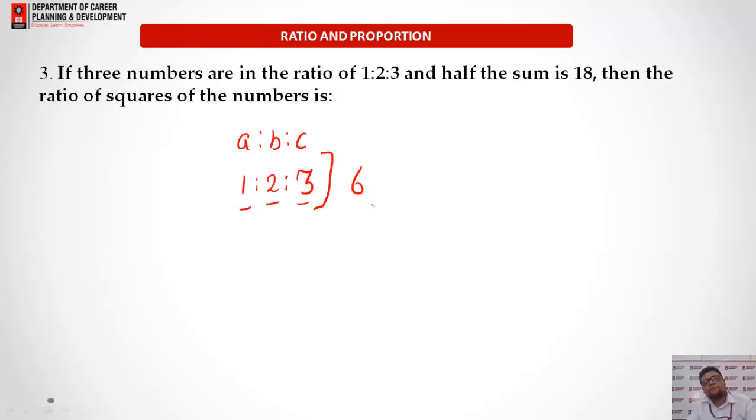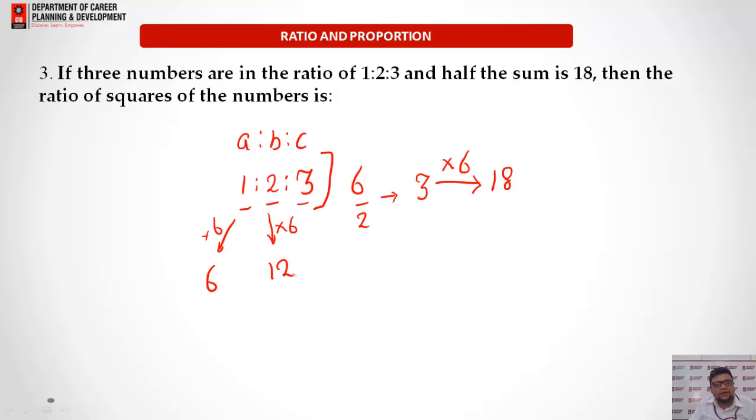So half the sum is 18. So divide this by 2, find the half, that is 3. So 3 parts sum is how much? 18. So we have to multiply this by 6 to get the value as 18. So the value of A is how much? Multiply this by 6, that will be 6. Multiply this by 6, that will be 12. And multiply 3 by again 6, that will be 18.